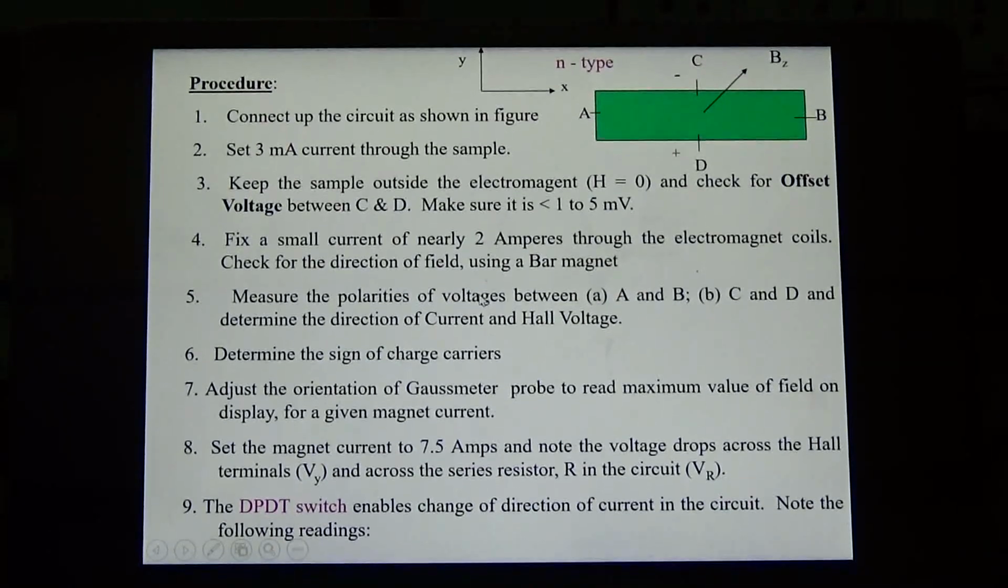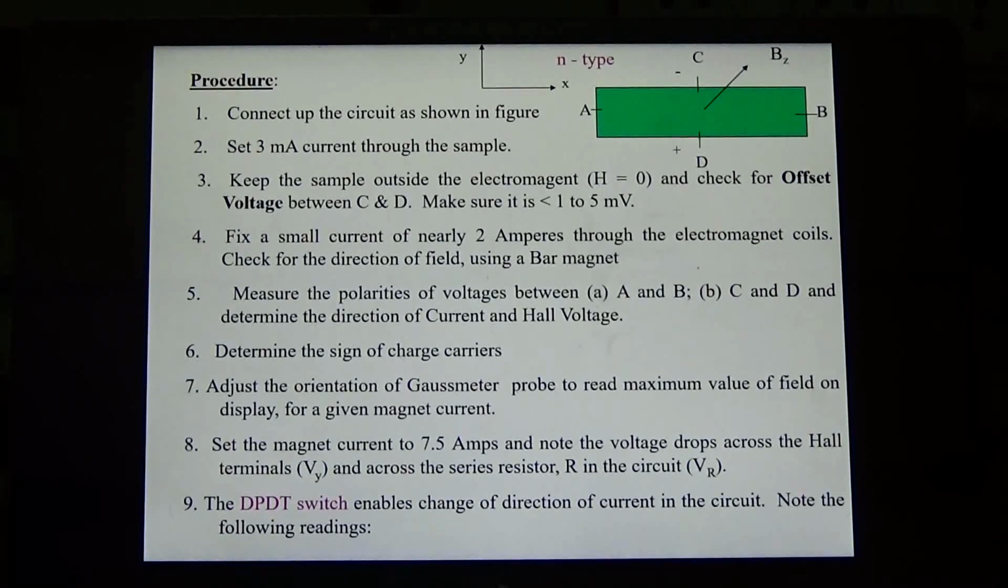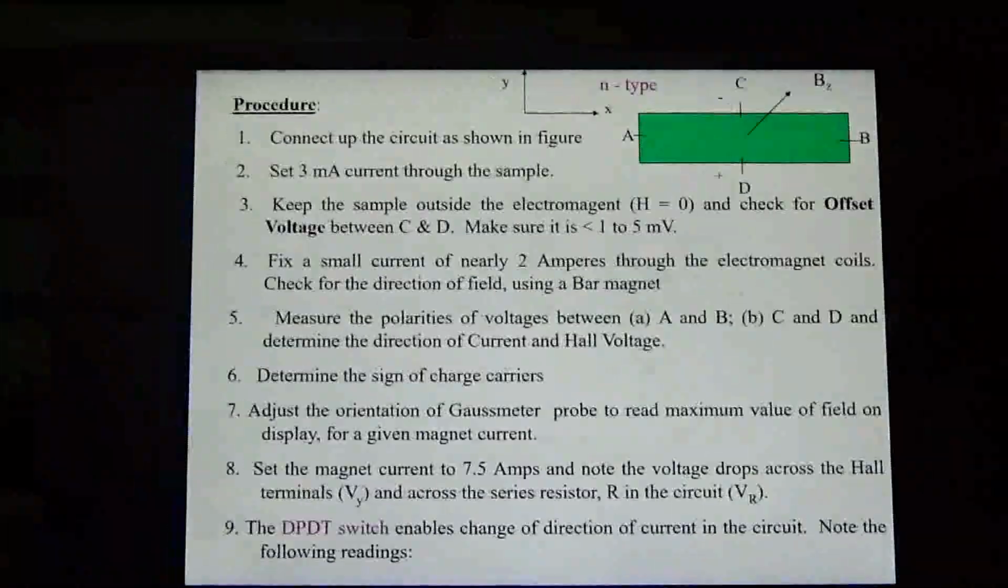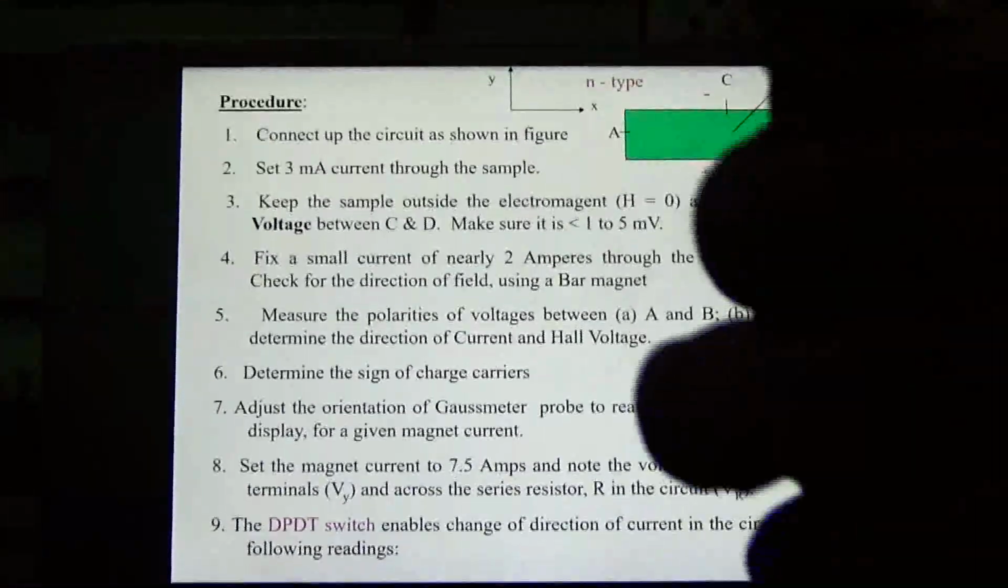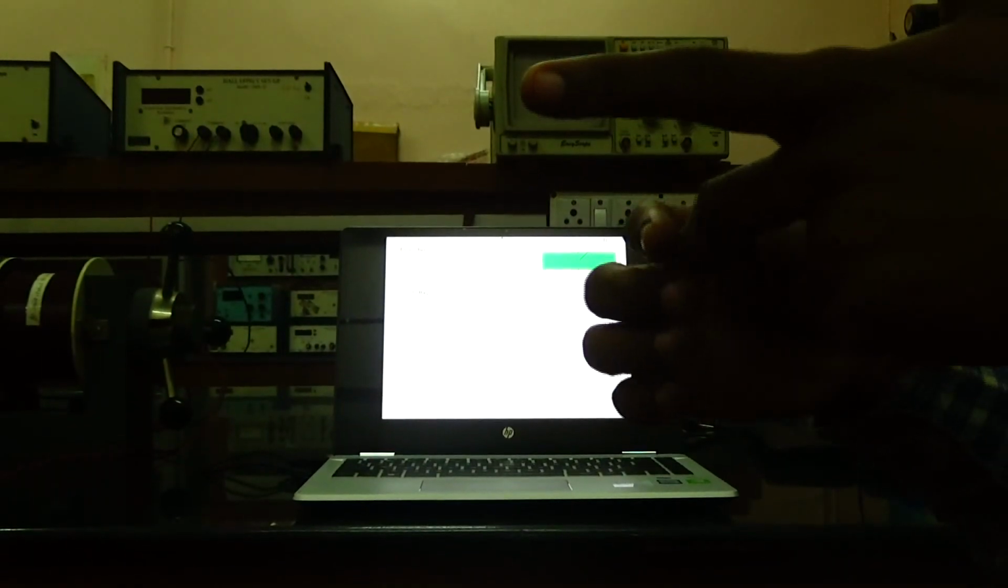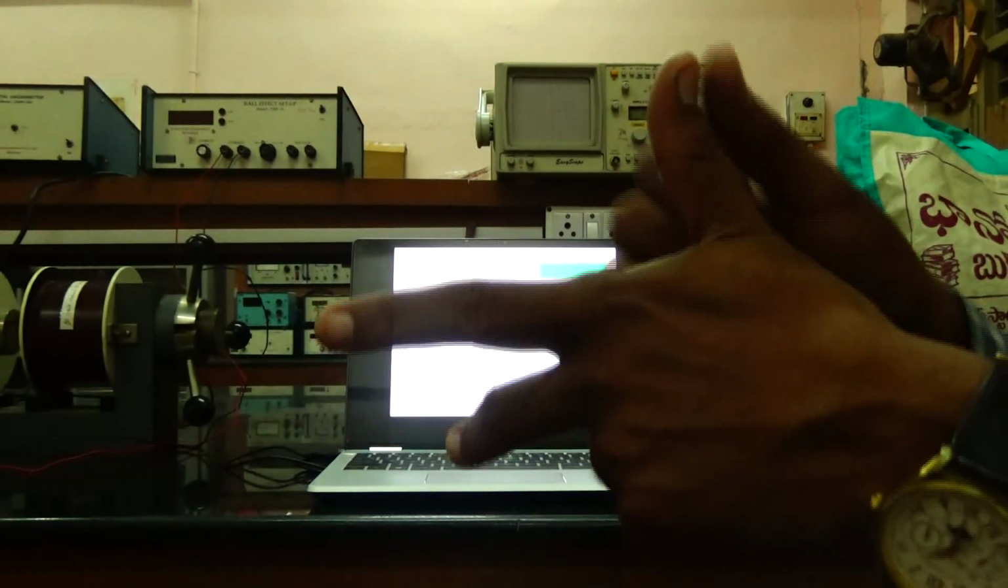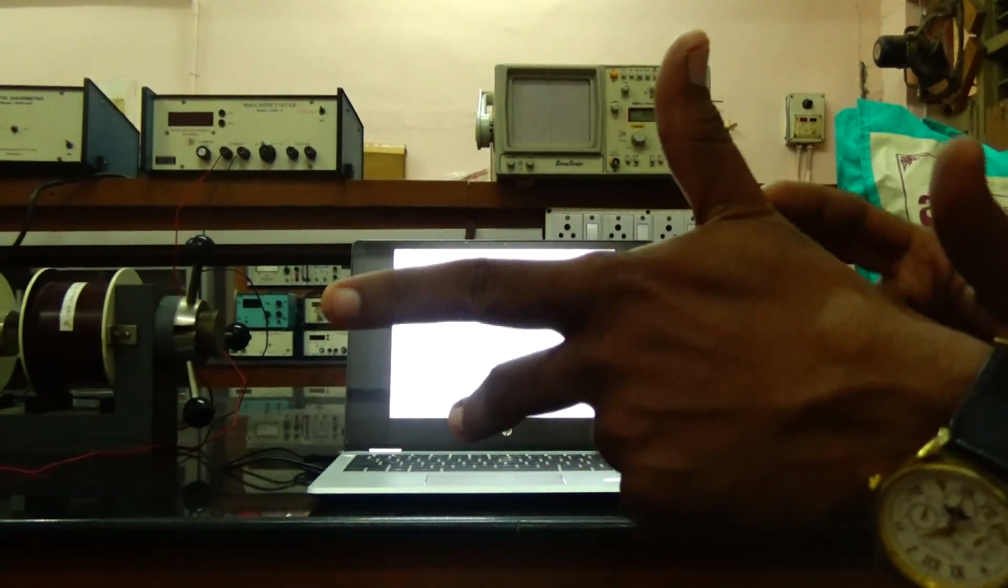So you have to use Fleming's left hand rule in order to determine the charge polarity. If your electric field is given by your forefinger and your magnetic field is given by your middle finger, then the thumb gives you the force on the charge carriers.